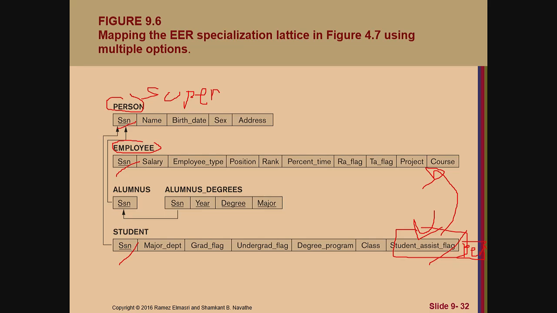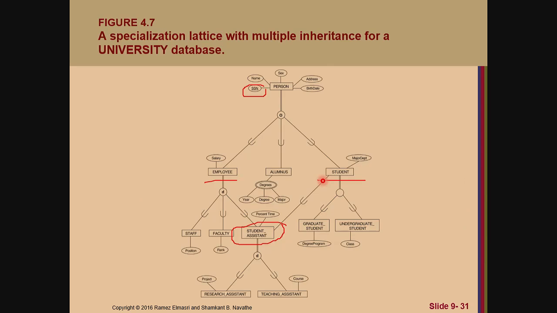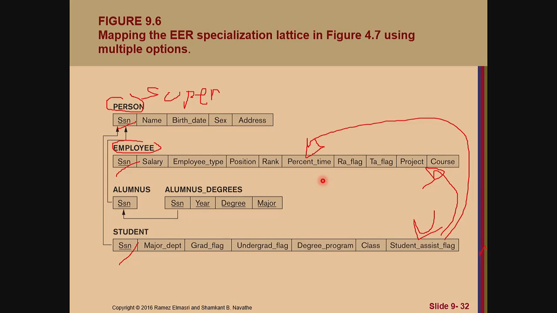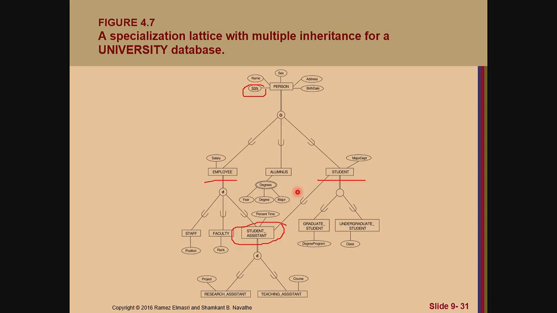Oh, sorry. Now they show the percent time here. Percent time, oh, I have seen that. Sorry about that. Anyway, why did they separate it? I'm not sure. So the student will have percent time, but percent time for employee is not so good for me. Why? So strange. Sorry about that.